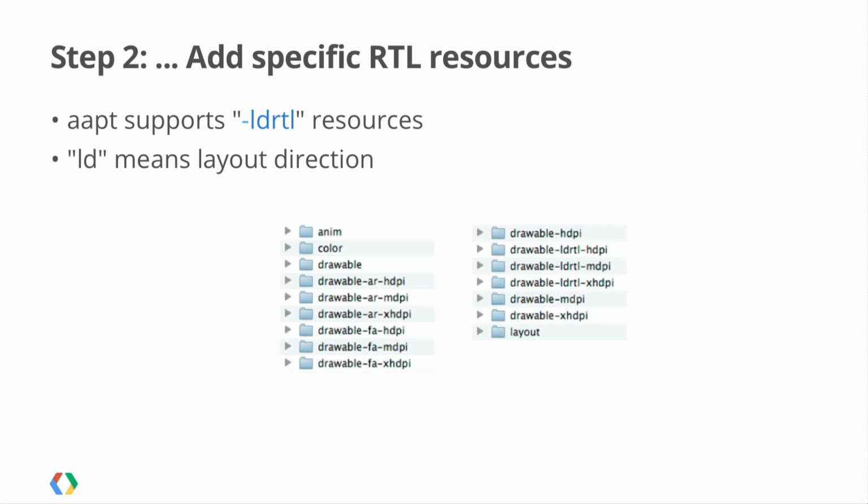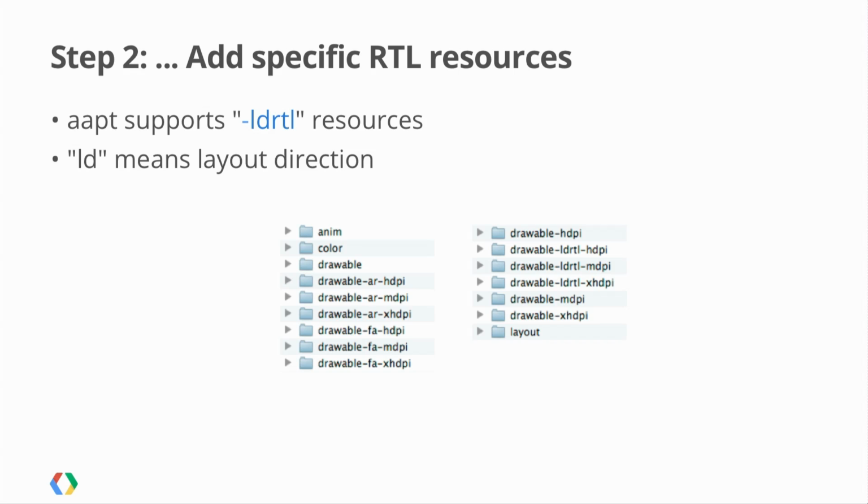Now, the second step also is about RTL resources. And there is good news here. The AAPT compiler is also supporting RTL through a new modifier called -ldrtl, where ld means layout direction. If you look at those 2 screenshots here, they are coming from an app where the developer decided to include some drawables for Farsi, Arabic, and also drawables depending on the density of the device.